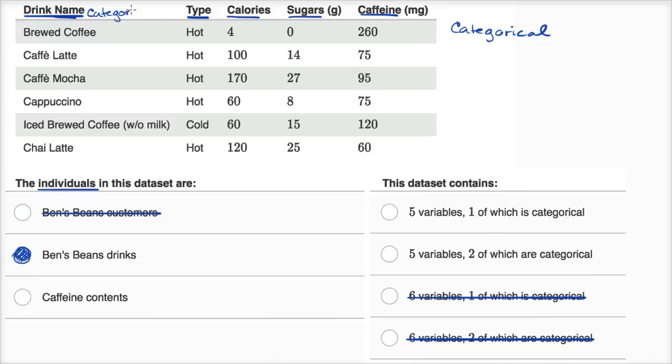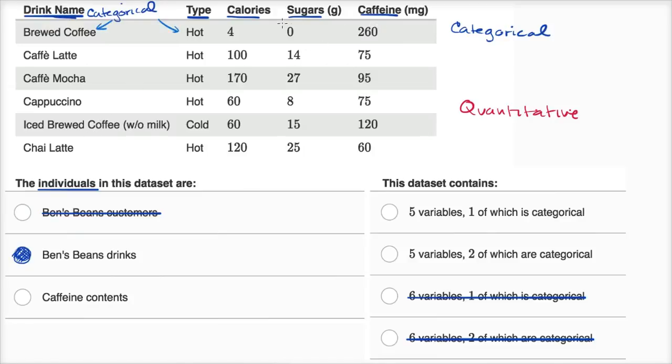categorical. Now you might say, well, what's another type of variable? Well, another type of variable is quantitative. A quantitative variable is going to take on numerical values as opposed to categorical values. Numerical values that are measuring some type of attribute. So let's go through these. So what about type? Well, type isn't a numerical value. It's taking on a category. It's either going to be hot or cold. So that is also going to be categorical.